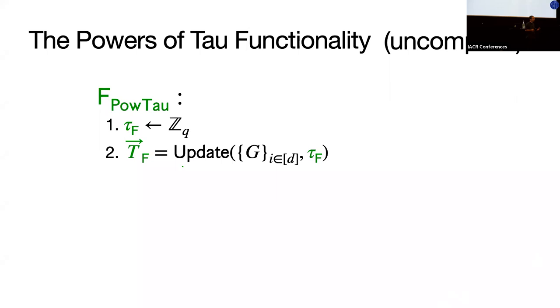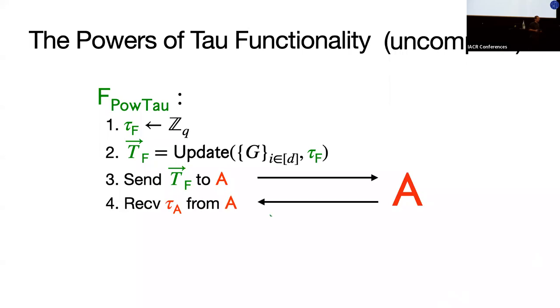So first, let's discuss the functionality for the original SPR3 powers of tau sampling protocol. This functionality is quite simple. It begins by sampling a multiplicative share of tau for the functionality and computing a partial SRS from that multiplicative share, which is then handed to the adversary. The adversary replies with its own multiplicative share of tau, and the functionality updates the partial SRS with the adversary's multiplicative share to produce an output that can be delivered to everybody.